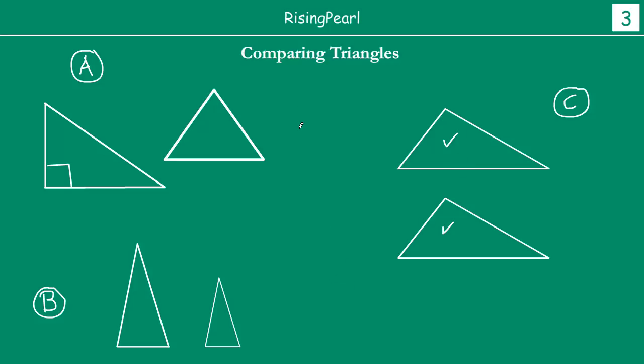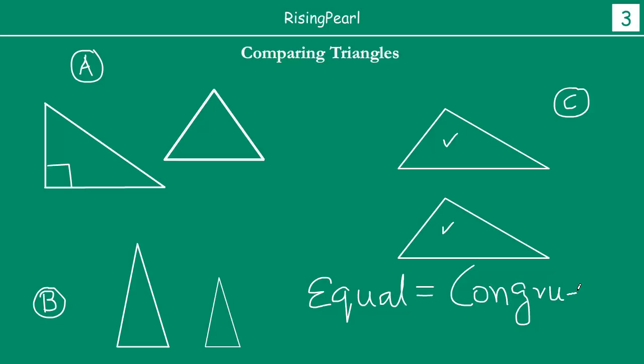So whenever we talk about geometrical shapes and we use the term equal, let us just write it. Equal means congruent, right? Whether it is equal or identical, they mean they are congruent. So we say these two triangles are congruent.